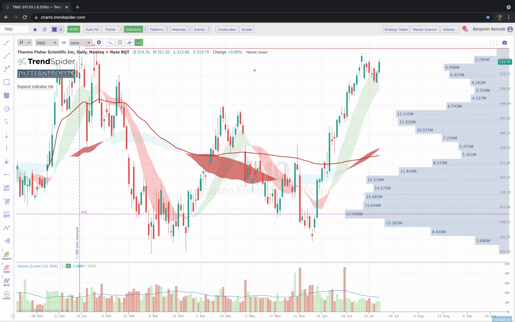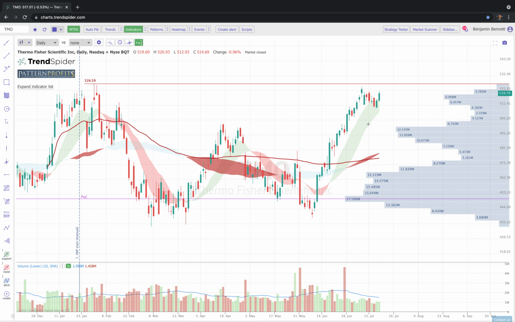I think TMO, yep, TMO is one. And again, this looks very similar to some of the others that I've showed you, but 526.59. Nice run off the bottom, double bottom. Now put in the handle and actually starting to make the turn. 1020 cloud acting as support. So we'll see if it can push through that prior pivot.